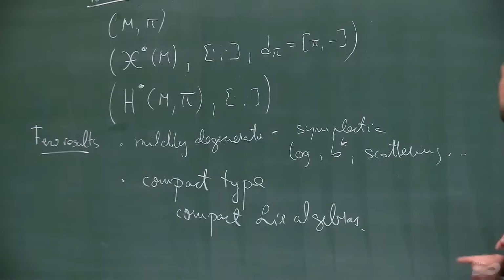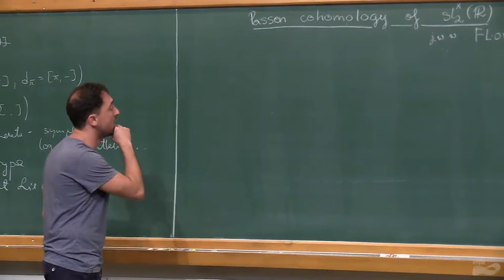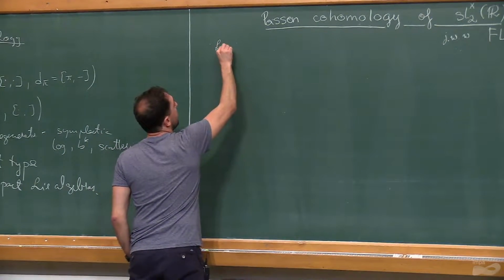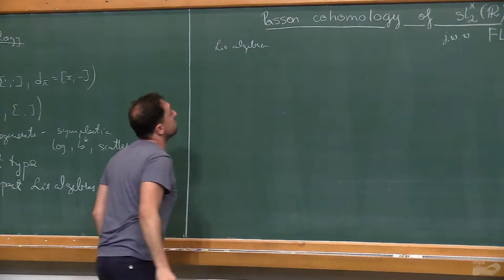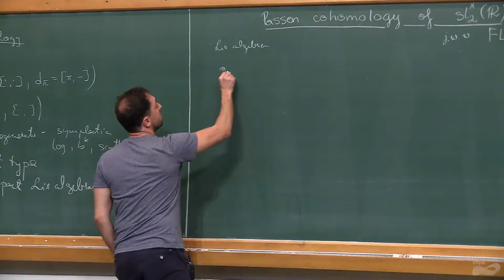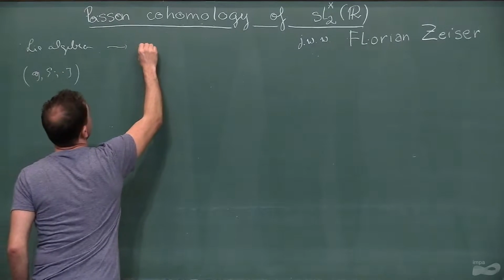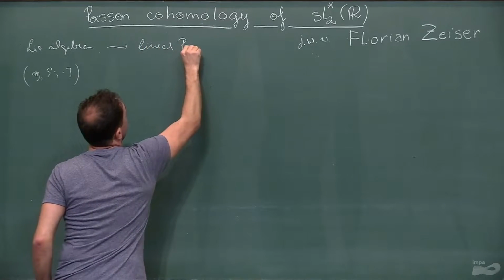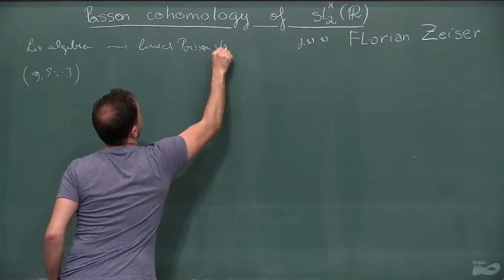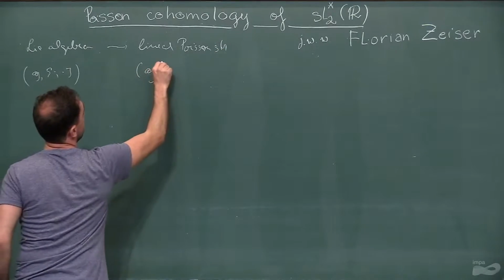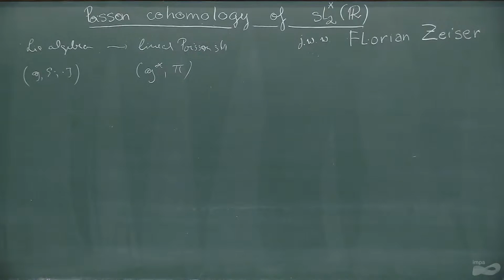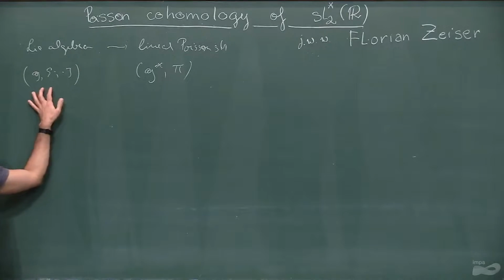Right. And what I'll talk about today will be the Poisson cohomology of SL2R. So let me just say a few things here. For every Lie algebra g, you have an associated linear Poisson structure on the dual space. So the dual space is canonically a Poisson manifold. And this gives you also a one-to-one correspondence between linear Poisson structures on a vector space and Lie algebras.